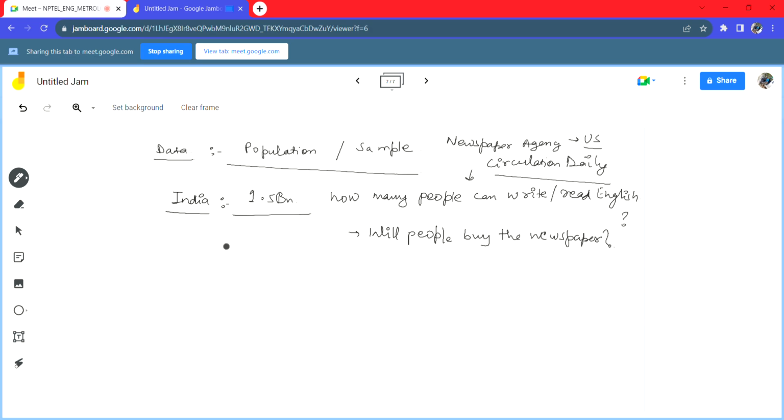So if this is the question, there can be two answers, yes and no. No can have two reasons. Or maybe more reasons, but two reasons that we will list: people do not know English, or people read another English newspaper.